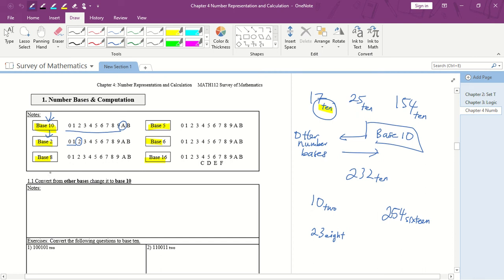It's the same idea in base 10, where we only see 0 to 9 in all of our numbers, but we will not see A in our numbers, because it is base 10.